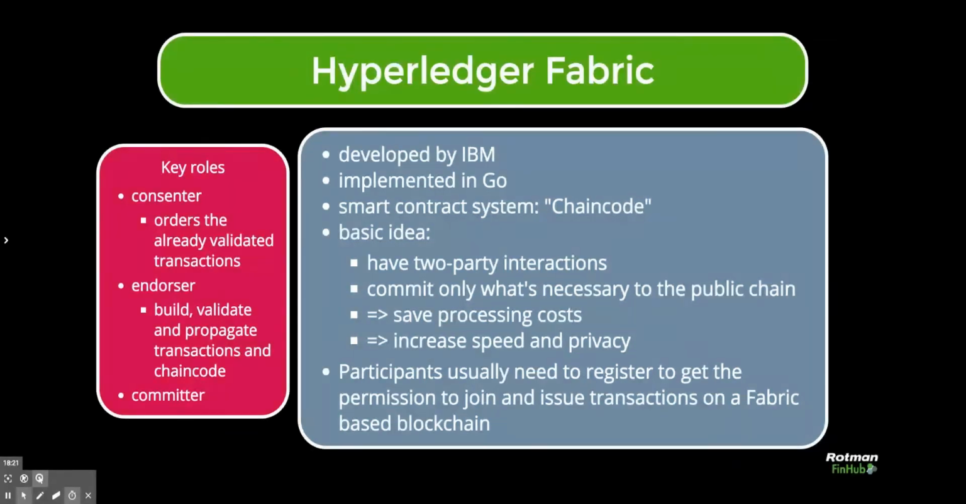This was developed by IBM. It's implemented in the language Go, and it has its own smart contract language, which is called chain code. Now, the basic idea is that you have two-party interactions. So the two parties interact with one another.